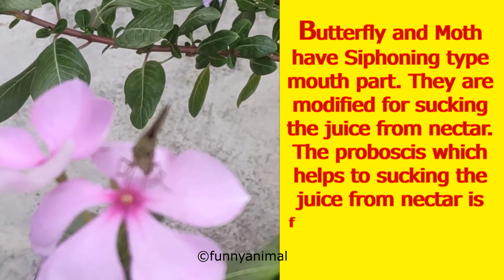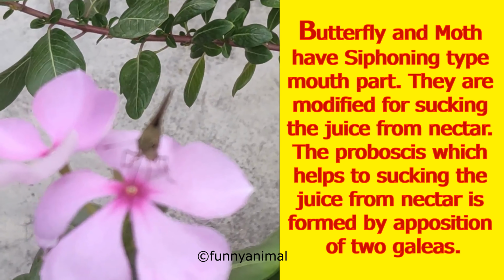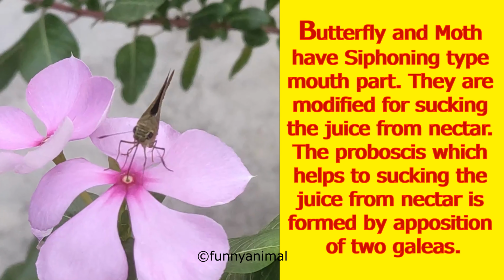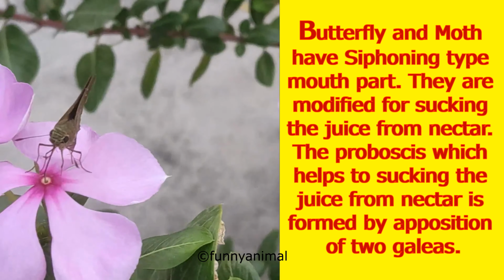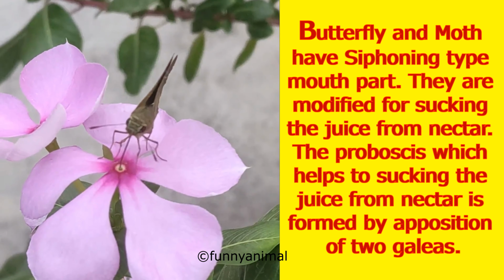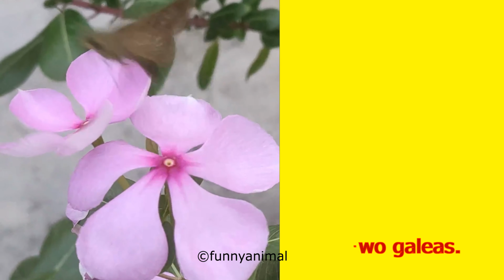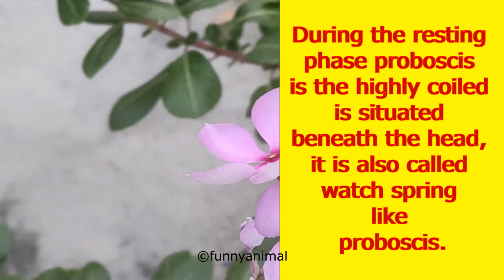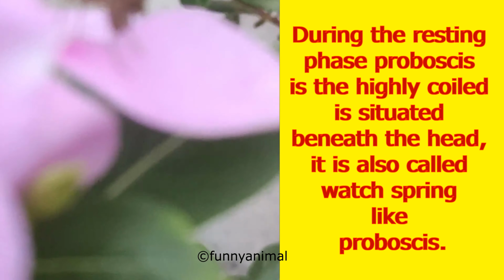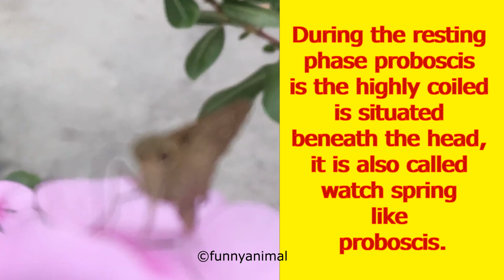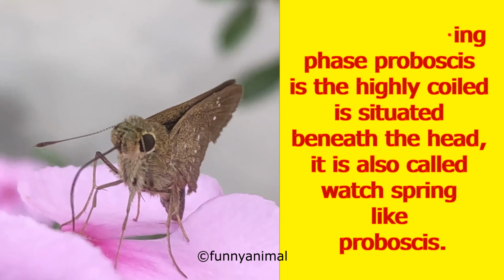Butterfly and moth have siphoning-type mouthparts. They are modified for sucking the juice from nectar. The proboscis, which helps in sucking the juice from nectar, is formed by apposition of two galeae. During the resting phase, the proboscis is highly coiled and situated beneath the head. It is also called a watch spring-like proboscis.